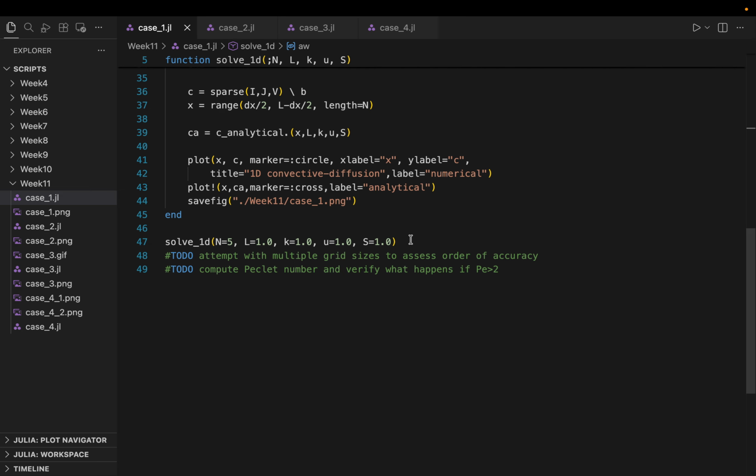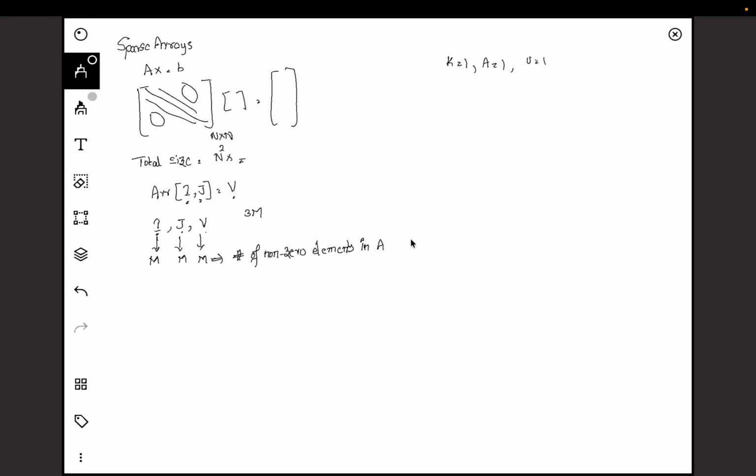In this particular problem, I have used k equal to 1, A equal to 1, u equal to 1, L equal to 1, N equal to 5. These are the parameters I used. If I were to calculate the Peclet number, which is rho u delta x by gamma, in this case everything is known to us. So u is 1, delta x is 1 by 5, by gamma. This will be 0.2, which is less than 2. So the criterion is already satisfied, so we don't have to worry about it.